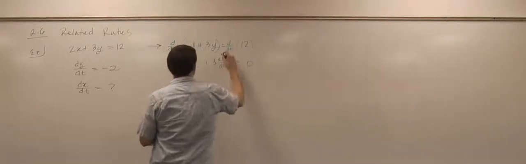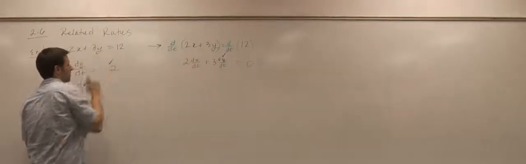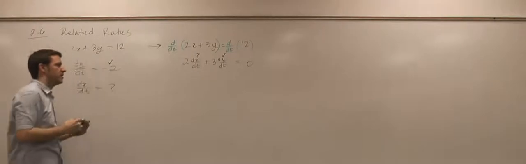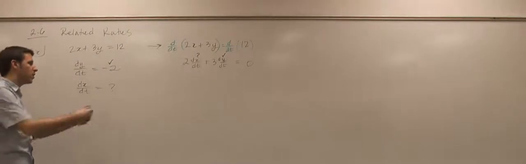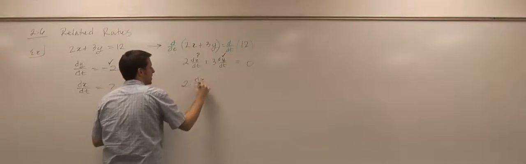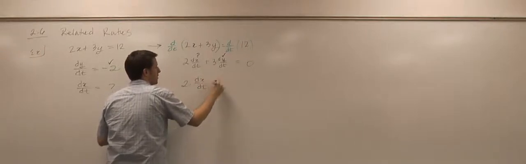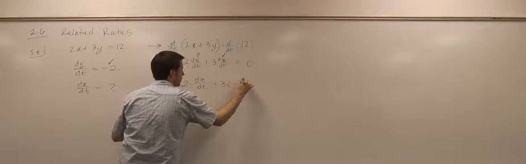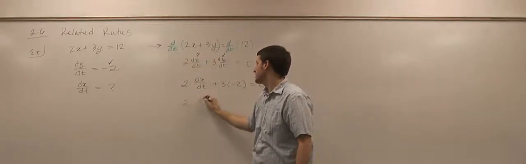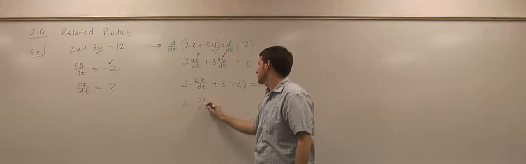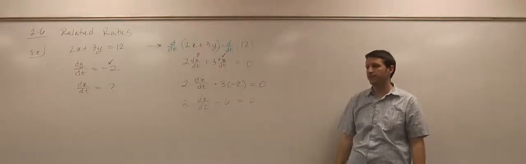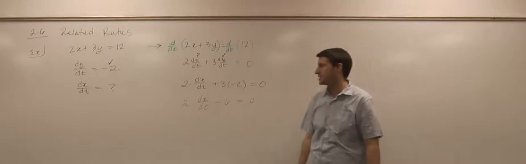But we know this guy. And we don't know this guy, that's what we're trying to find. So if we plug in what we know, 2 times dx/dt plus 3 times -2 equals 0. 2 times dx/dt minus 6 equals 0. You can add the 6 over and divide by the 2. dx/dt is 3.